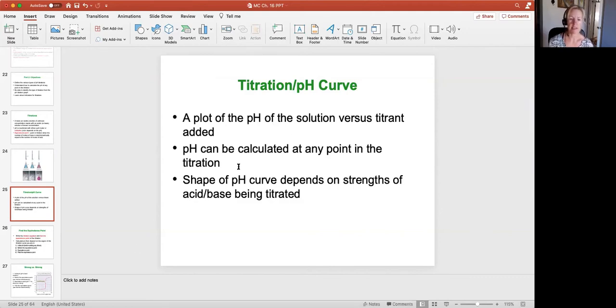The pH can be calculated at any point during the titration, and the shape of the pH curve is going to depend upon the strengths of the acids and the bases titrated. This is not a complicated topic, but the calculations can get complicated. And I'm actually going to do some calculations with you today in this part of our pre-recorded lecture.